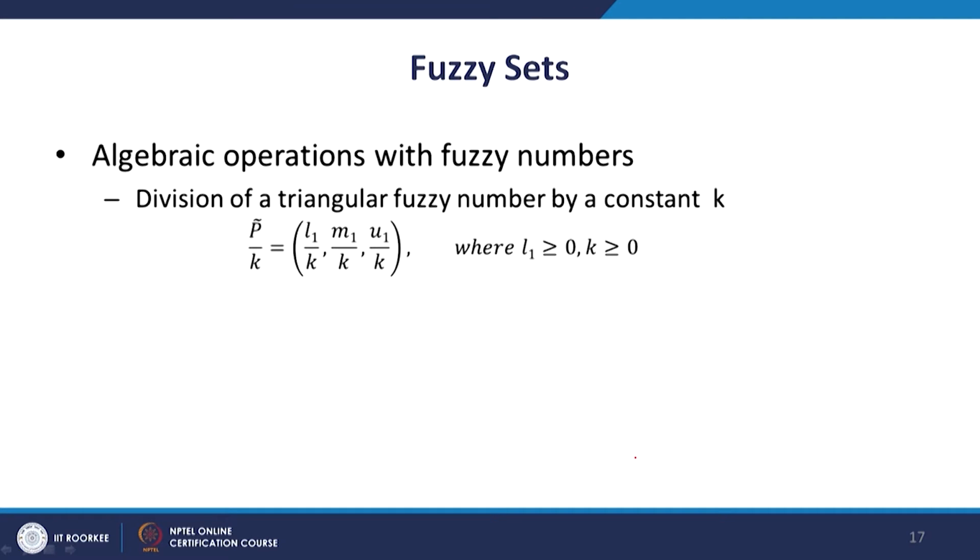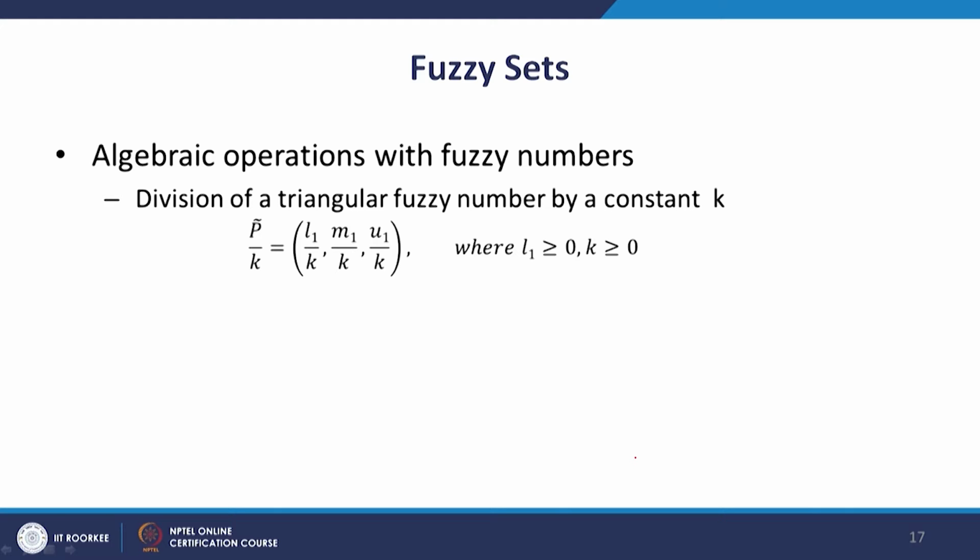Another operation is division of a triangular fuzzy number by a constant k. Here p tilde divided by this constant k can be expressed as L1 divided by k, M1 divided by k, and U1 divided by k. So, these are the important algebraic operations that can be performed with fuzzy numbers.